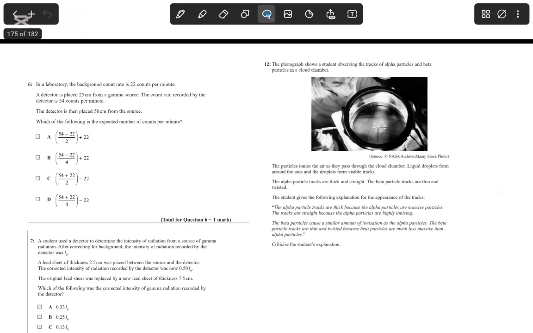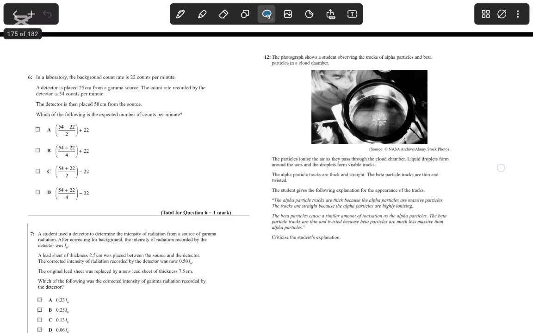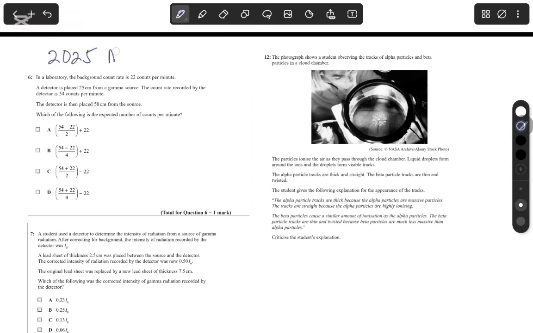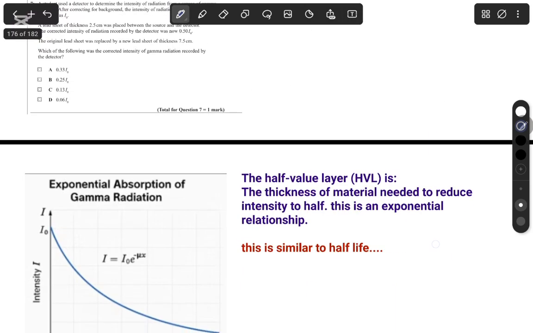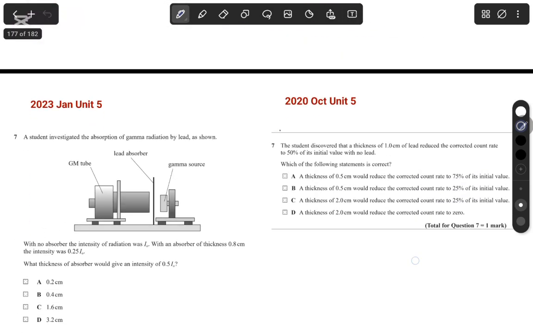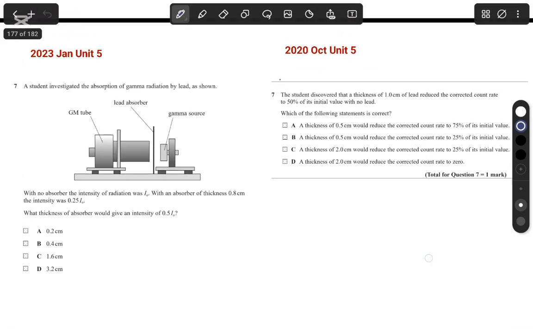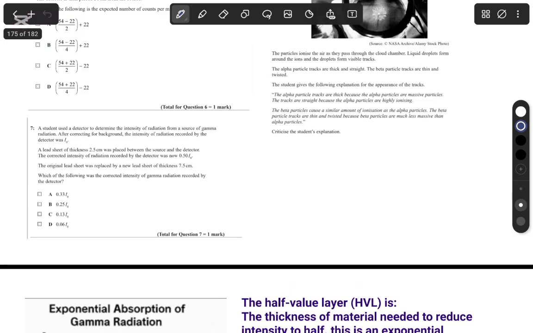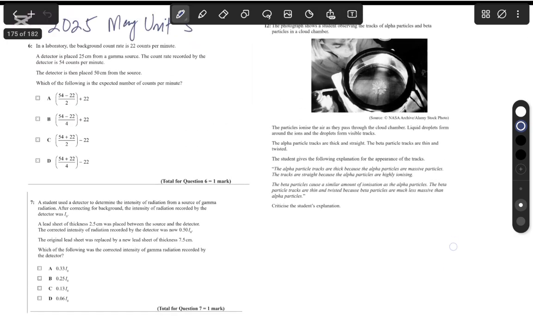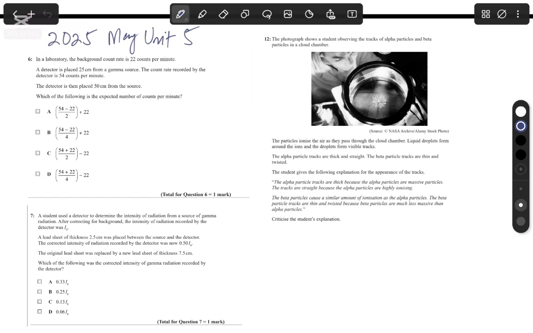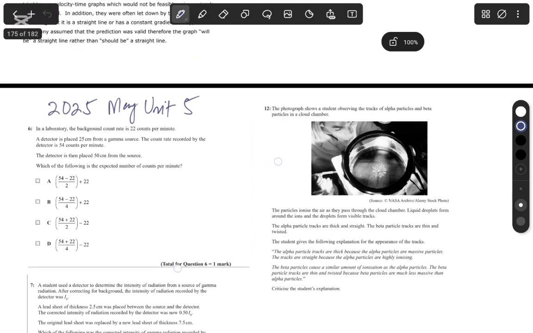We're going to be going through some questions from 2025 May Unit 5. And then I have some more discussion on a specific topic that I want to do and a few more MCQs on it, because these questions can be a bit more tricky. So we'll just go through them and I'll try my best to explain it in a very simple way. Okay, so let's go to the first question now.